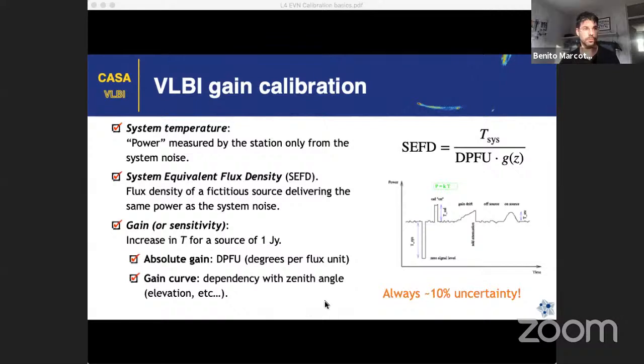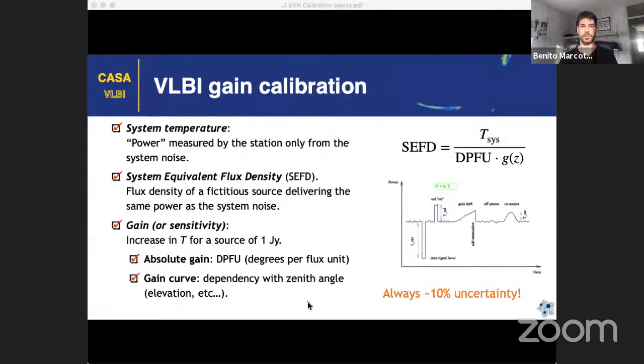So for that, you really need to know the sensitivity or the absolute gain of your antenna, which is typically called the DPFU, the degrees per flux unit. So how much temperature you have, converted to a flux unit. Basically, during the observation, you trigger an artificial signal and also set it off. By measuring the relative intensities at the station, you can get an estimation of these conversions. That's why you measure the system temperatures during the observation.